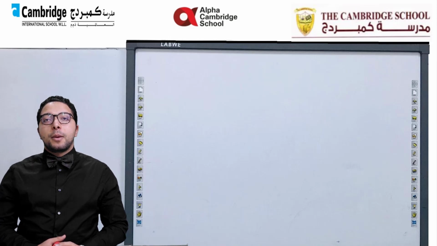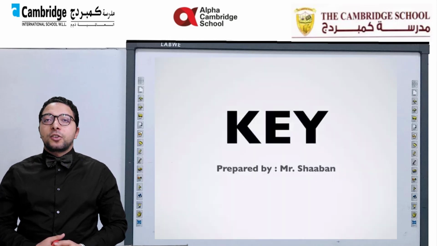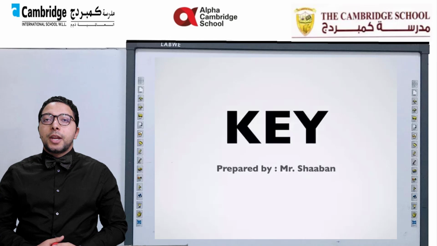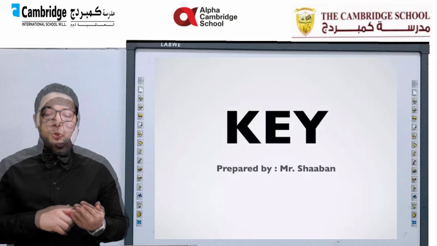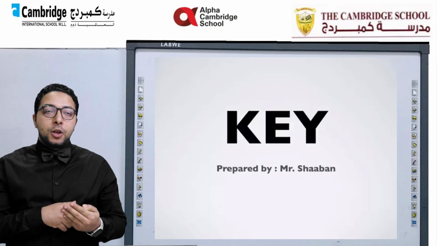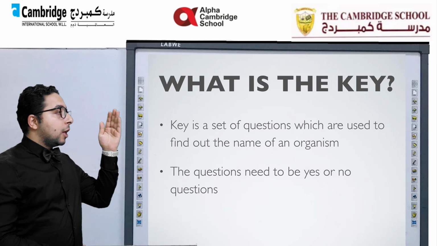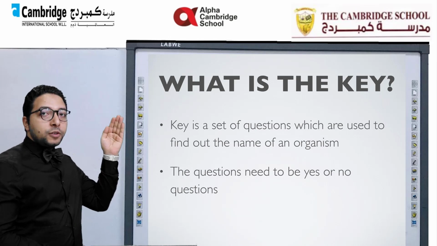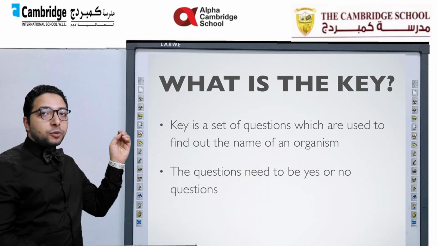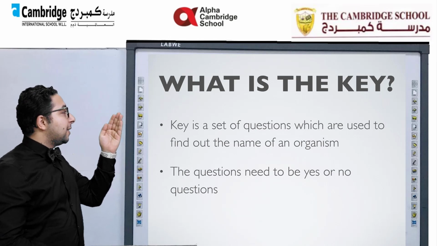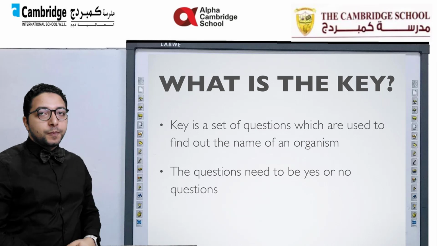First lesson is talking about key. As we have discussed earlier, a key is a diagram or set of questions by which we find out the names of some animals, plants or insects through looking at their features. So we're going to see the two criteria for the key. The questions should describe the differences between the animals or plants. Second criteria, the questions need to be yes or no questions.